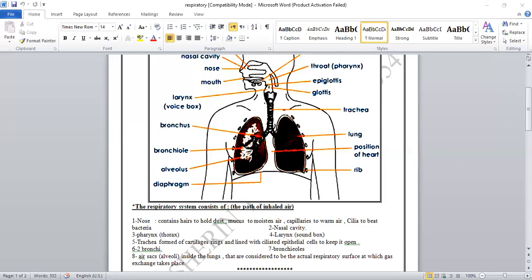bacteria. يبقى it is preferred to breathe through the nose, not through the mouth. Yes. لأن simply الماوث ما فيهاش كل الادابتيشنز دي كل التجهيزات دي to enter the air. The nose contains many adaptations to make the air enter the respiratory system at a suitable temperature and free from dust and microbes.